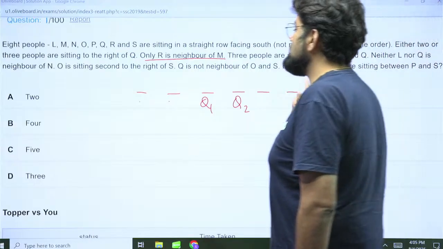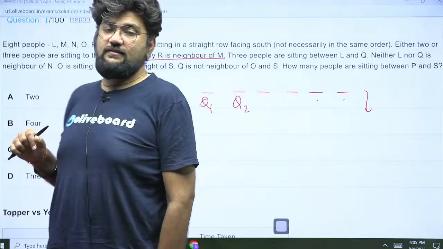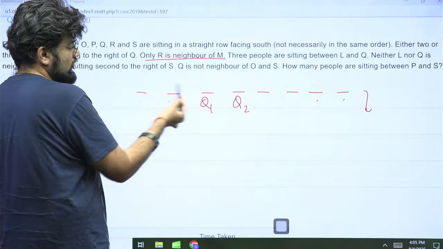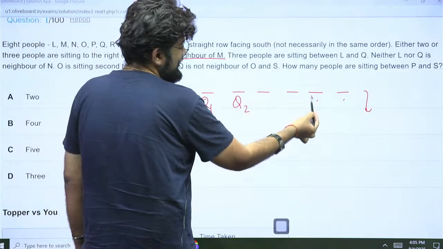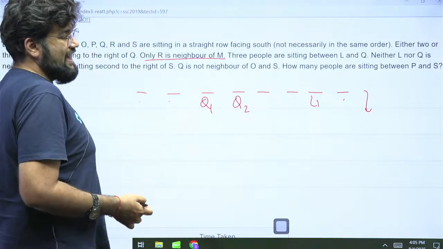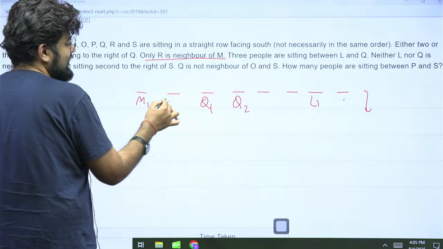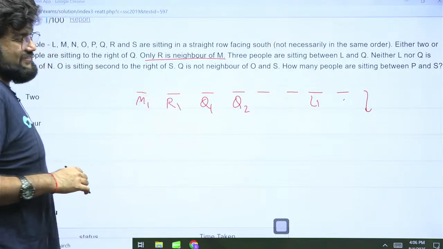Now 3 people are sitting between L and Q. This is what will decide everything. See, if we take Q1, definitely L cannot come here. So 1, 2, 3, L1 will be here. Okay, and if L1 is here, then now we are sure that M1 is here and R1 is here. This is the first case.